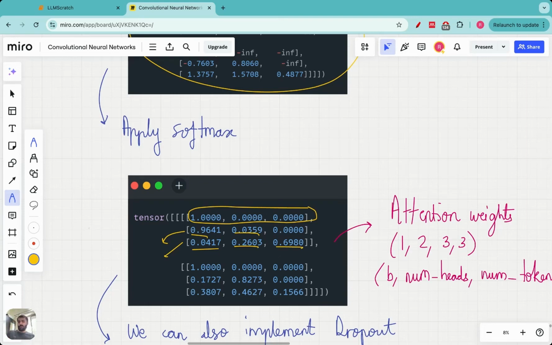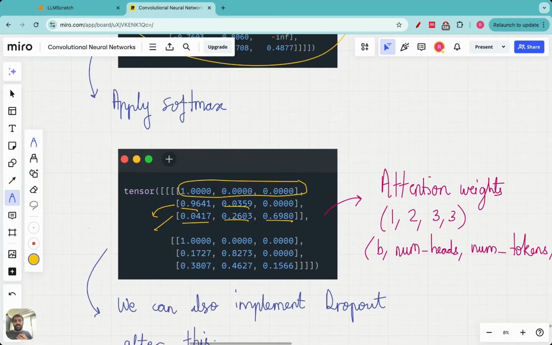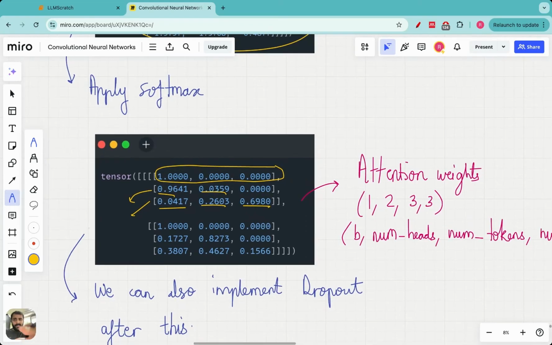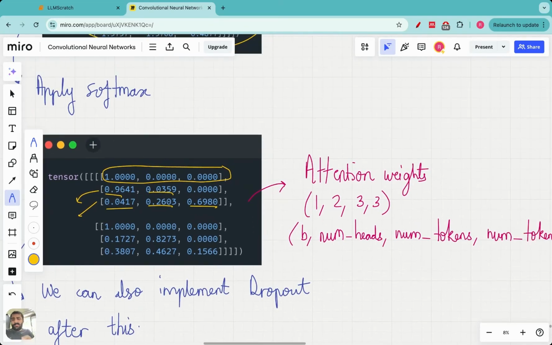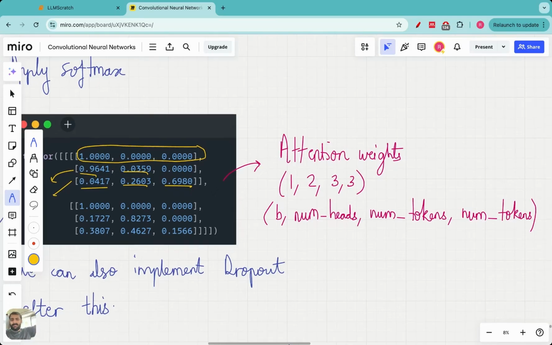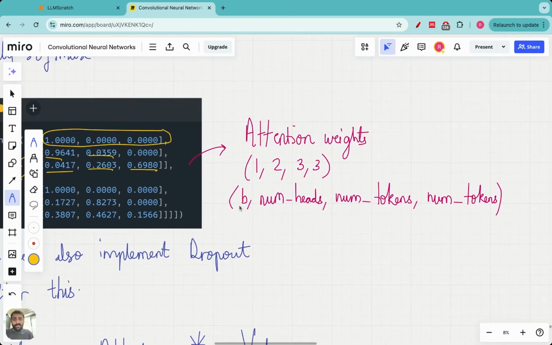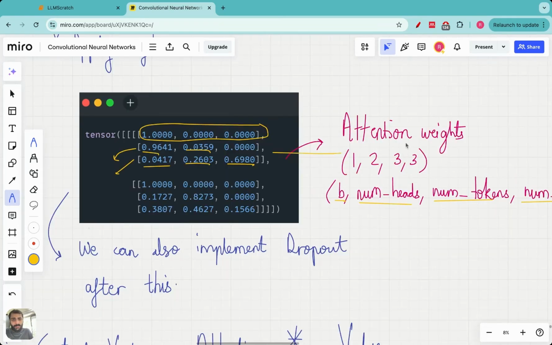Remember, these values are not optimized, but when they are optimized, when we look at back propagation later, the fact that these values sum up to 1 will carry meaning, because we can make interpretable statements such as what I was making right now. Remember that after we apply softmax, the attention weights have exactly the same dimensions as the attention scores, which is the batch size, number of heads, number of tokens, and number of tokens. So this is the dimension of the attention weights, which is 1, 2, 3, 3.